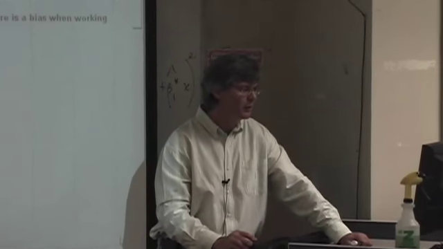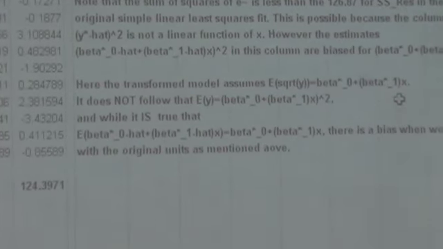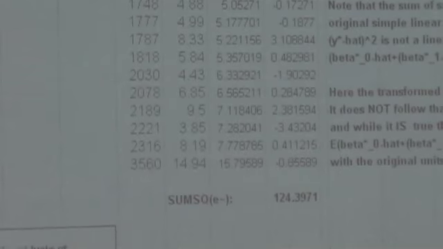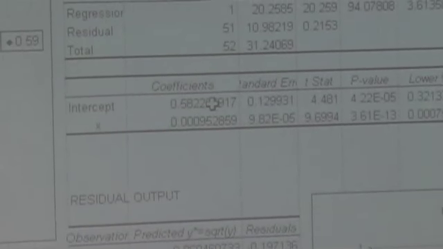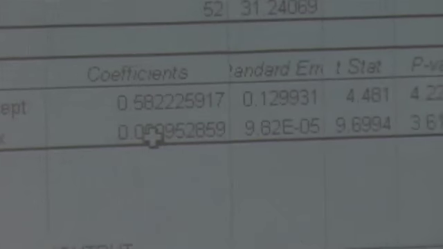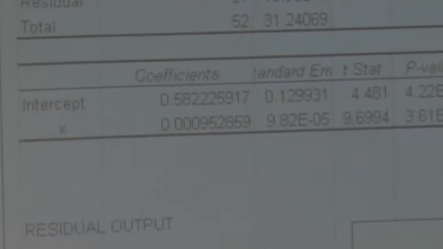One other comment, though, is that here the transformed model assumes that the expected value of the square root of y is beta 0 star plus beta 1 star x. These estimates up here I called beta stars because they were from the transformed y star values. So I called them beta 0 star hat and beta 1 star hat, putting an extra asterisk on there to show that it was for the transformed data, y star on x.